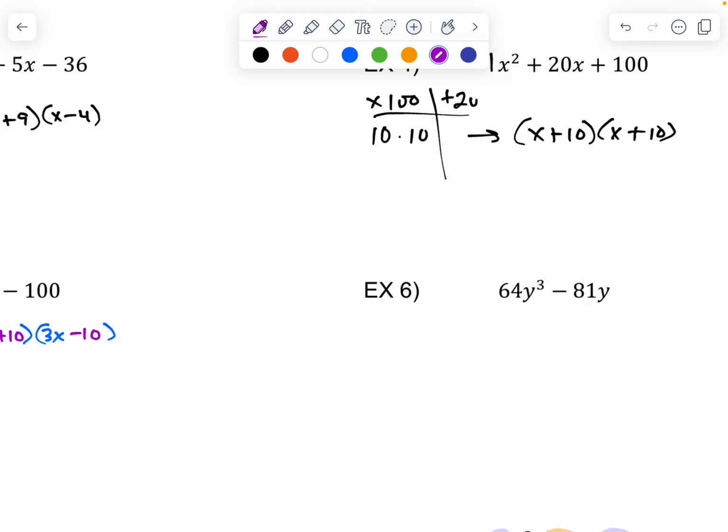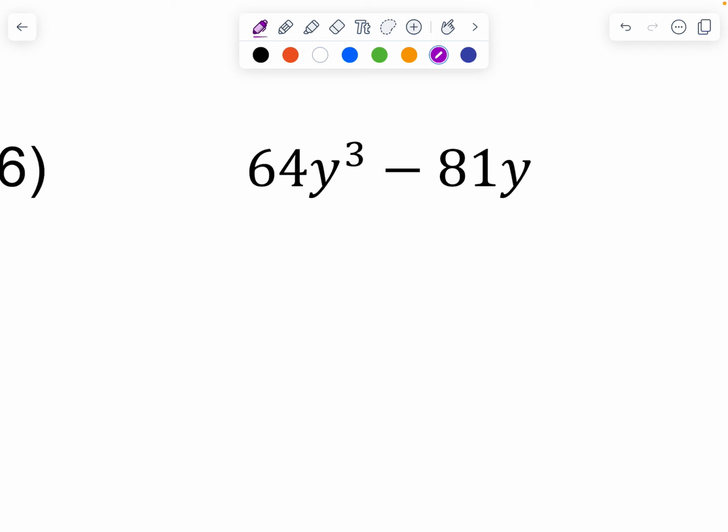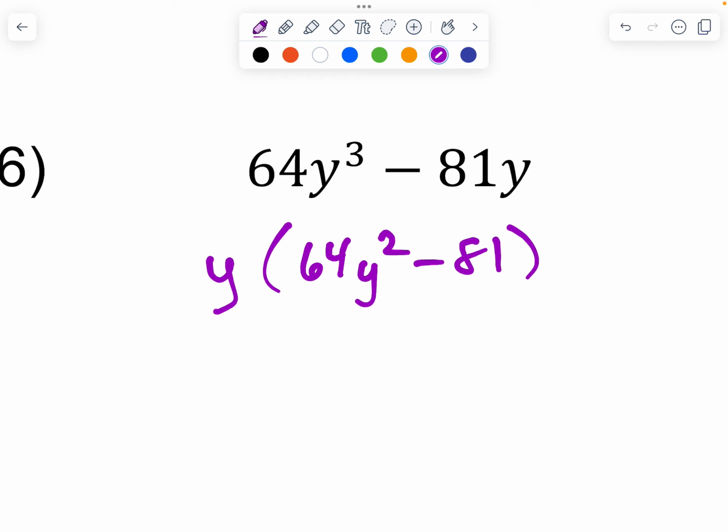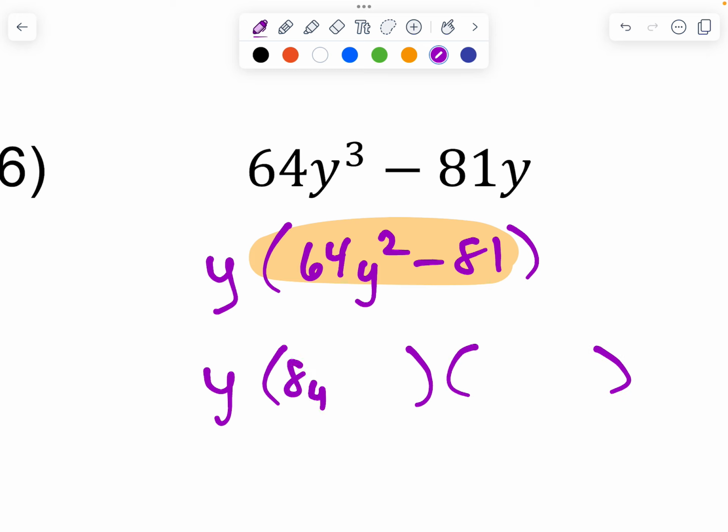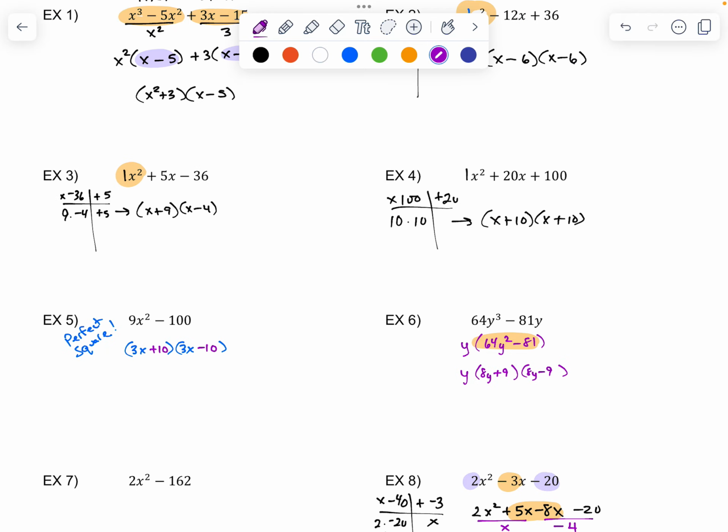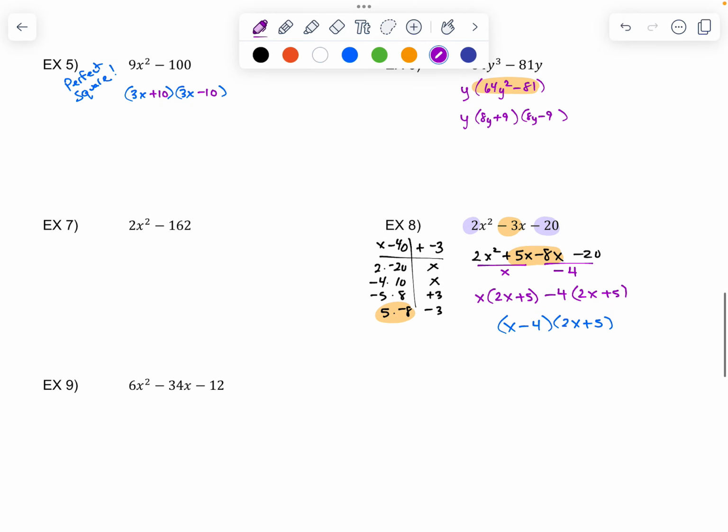So looking at number 6, that's sort of a perfect square problem, but there's a y inside. So I have to GCF first, because otherwise I don't have perfect squares. Now I have perfect squares with what's left. So what I can do is I know the answer will split evenly, plus 9 minus 9, and I'll get my final answer. So let's do these last two really fast.